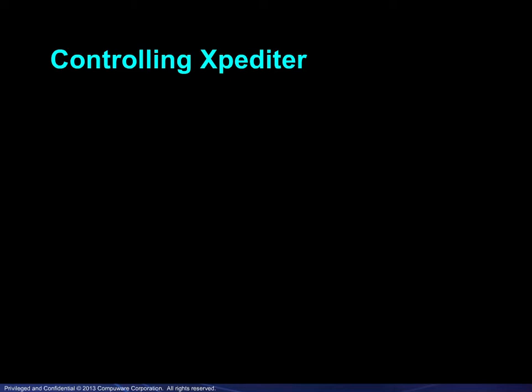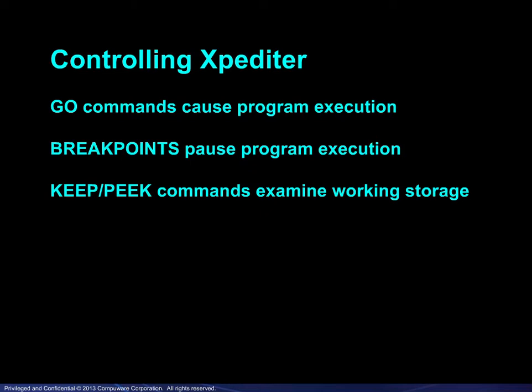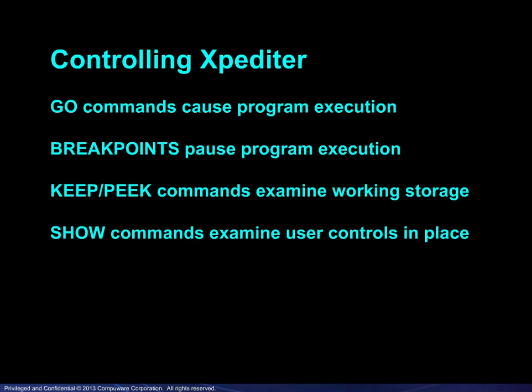4 main command types will be used. Go commands cause program execution. Breakpoints pause program execution and return control to the user. Keep and peek commands examine working storage and display current values. Show commands examine user controls in place, such as where breakpoints have been set.